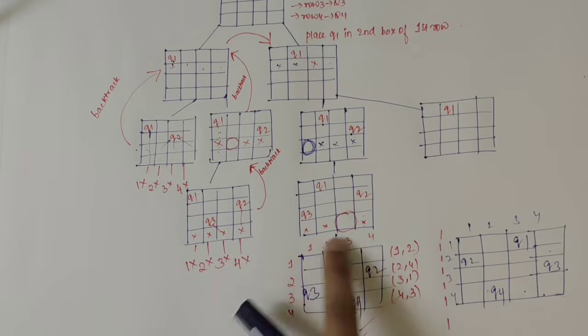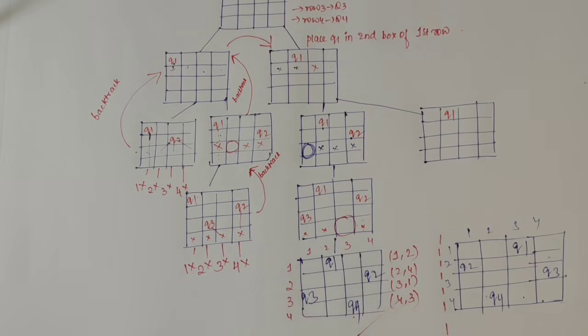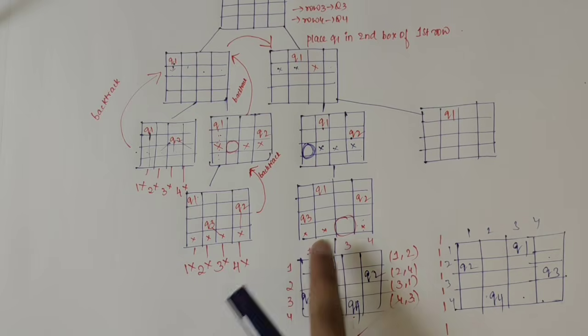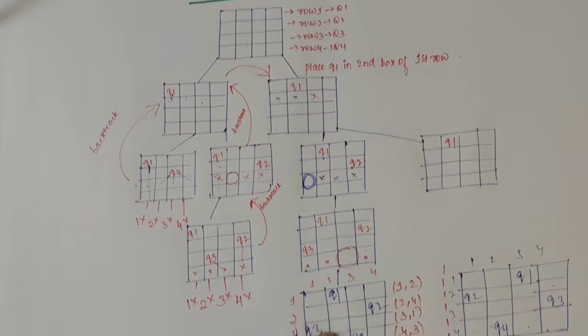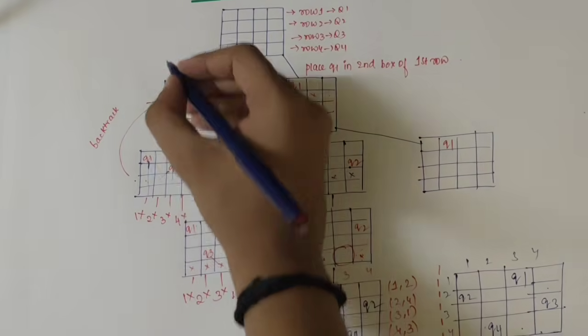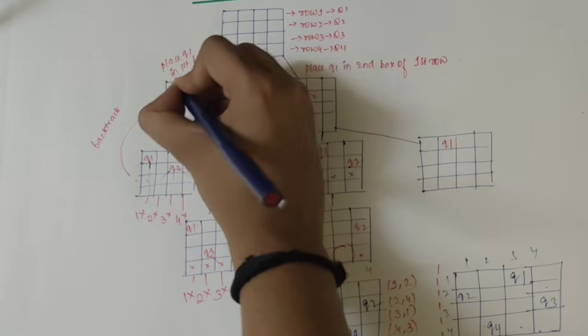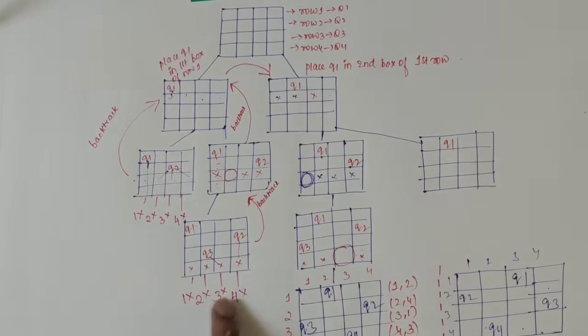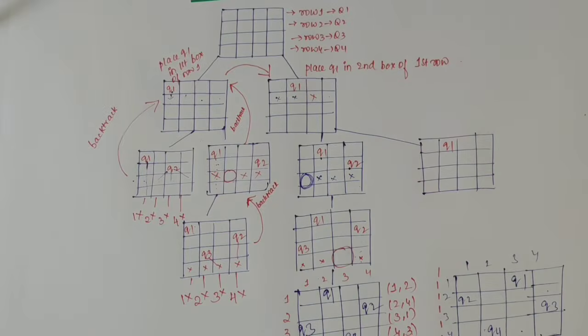So if I write 1, 2, 3, 4 on both axes, the indexing is: 1, 2 for Q1; 2, 4 for Q2; 3, 1 for Q3; and 4, 3 for Q4. So this was one possible way. If I place Q1 in the first box of row 1, I cannot get the solution, so I backtracked. Then I placed Q1 in the second box and obtained one possible solution, that is this.